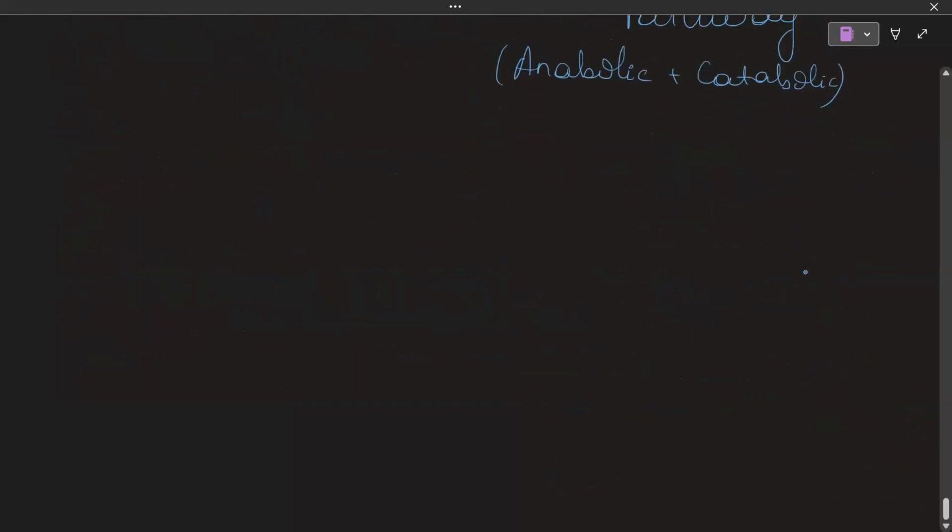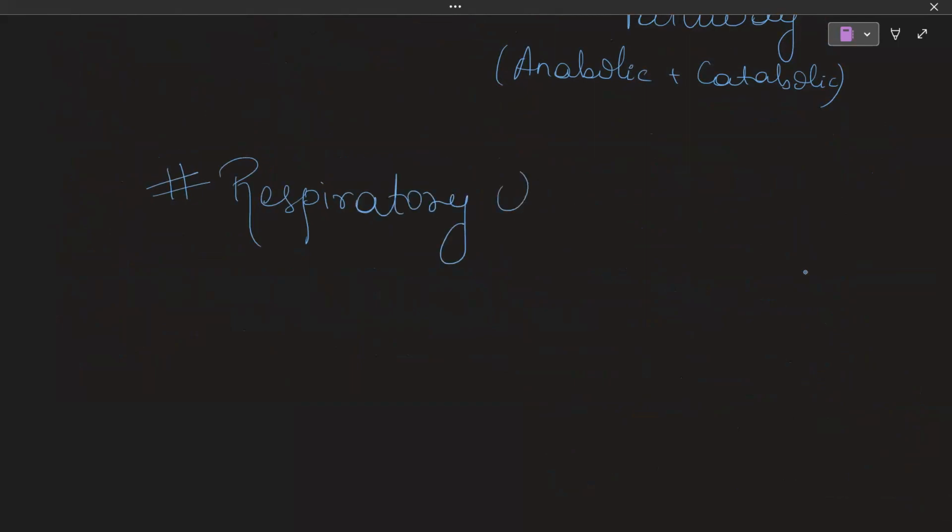Now coming on to the last topic of the chapter, that is respiratory quotient. During the process of aerobic respiration, oxygen is consumed, meaning we use oxygen and CO2 is released, isn't it? Because aerobic happens in the presence of oxygen. So we are using the oxygen and ultimately we are making the CO2.